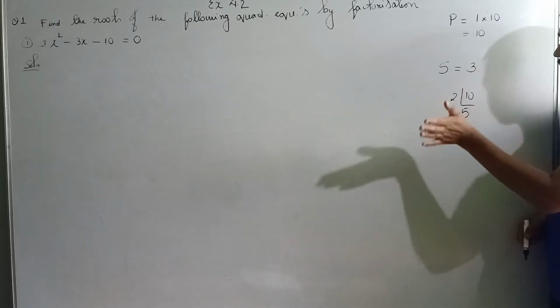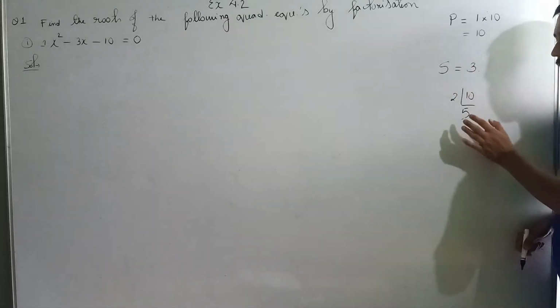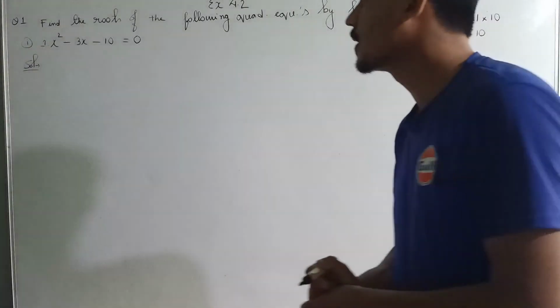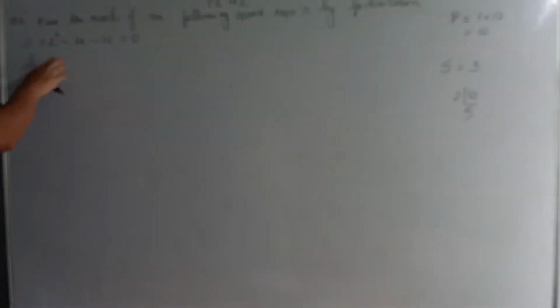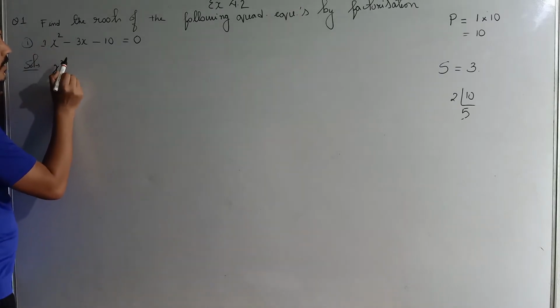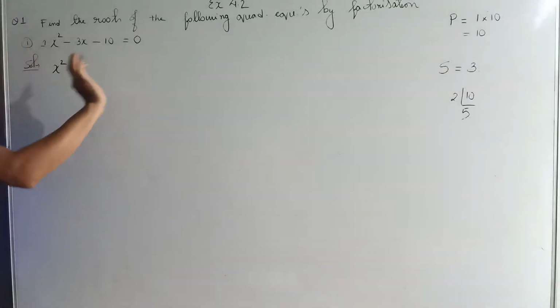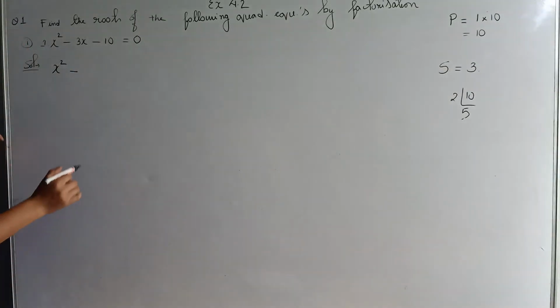5 plus 2 gives you 7, which is not 3. But 5 minus 2 gives you 3. In that case, this quadratic equation can be written as x squared. See, we have not considered the minus, right? You just write this minus as it is.